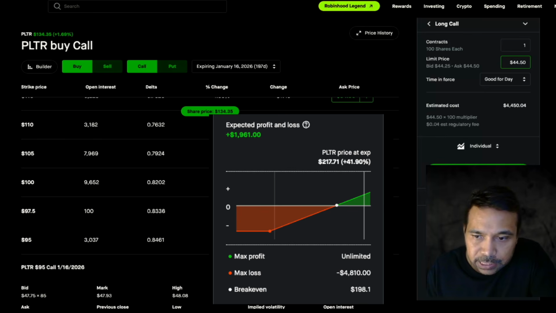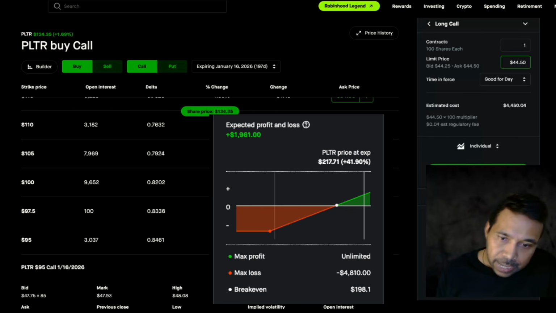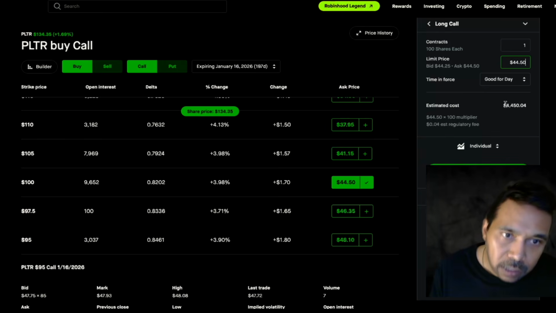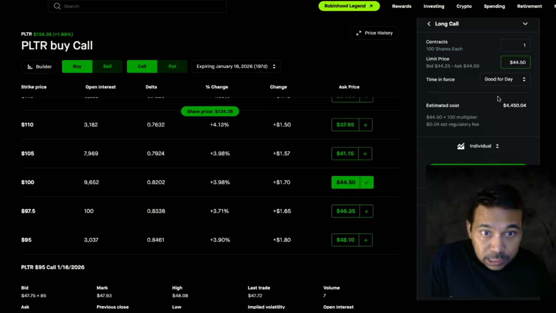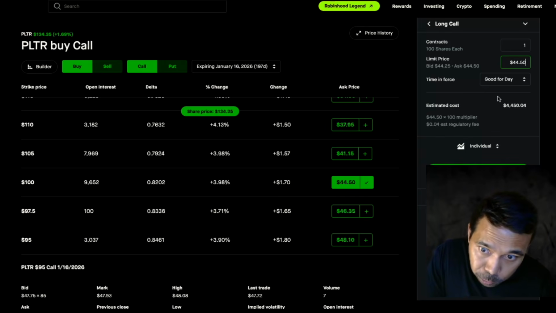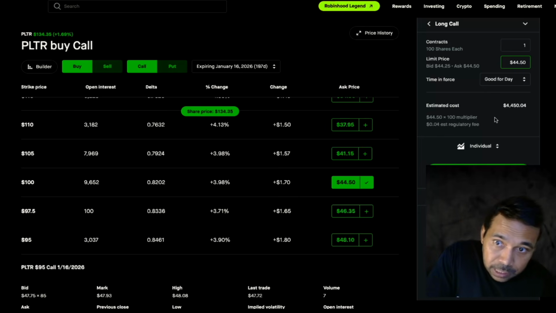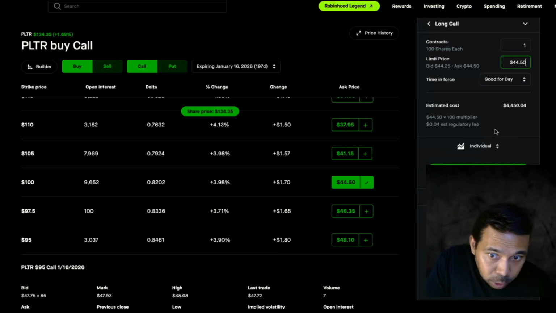As soon as it starts moving, if Palantir goes up, you are going to start making money, so you can sell it. You don't have to wait till January 26th. That's what I did. In the example that I showed you, I bought it and sold it the same day, because as soon as Palantir starts moving, you're going to see that your leap option is making money. You can sell it, you don't have to wait.